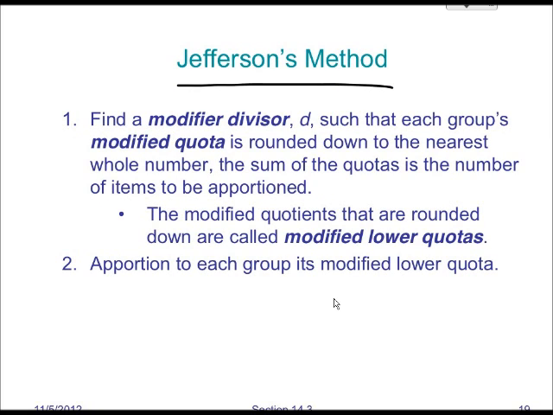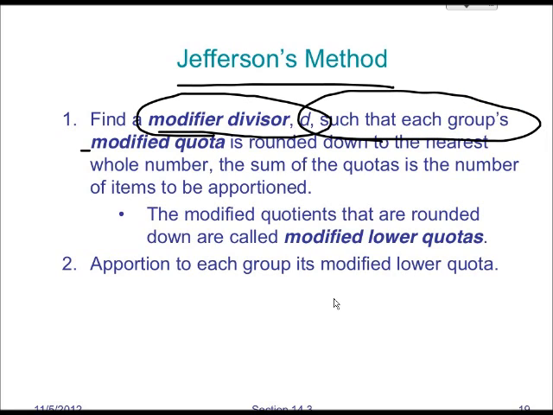All right, Jefferson's method. We already talked about Hamilton's method. That's where we do the biggest decimal part. Jefferson's method uses a different method, obviously. What we do with Jefferson's method is take what we call a modified divisor. A modified divisor, you're going to guess and check to find a divisor that works when you round everybody down.